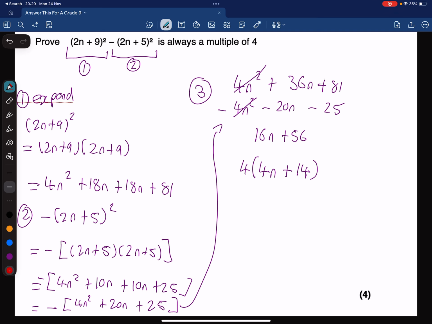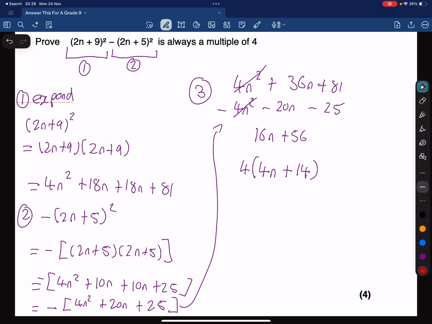So, again, where do the marks come from? Mark 1 for expanding (2n + 9) squared. Mark 2 for expanding minus (2n + 5) squared. 1 mark for the subtraction, and 1 mark for the final solution.